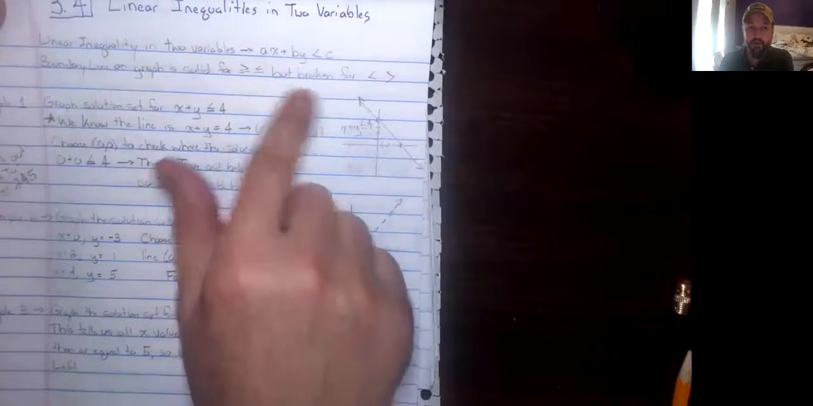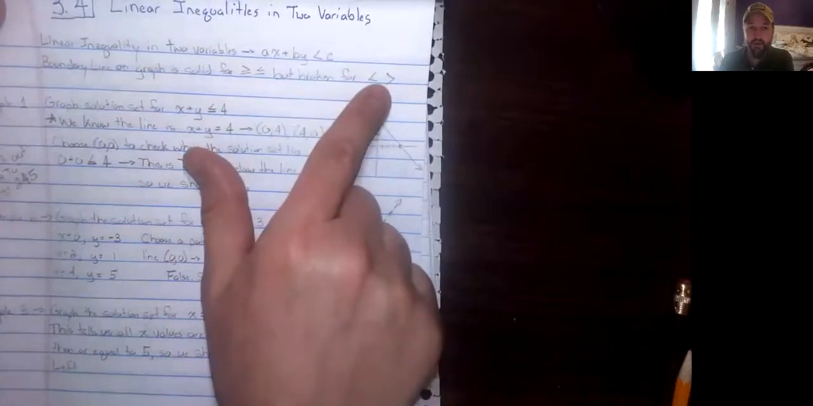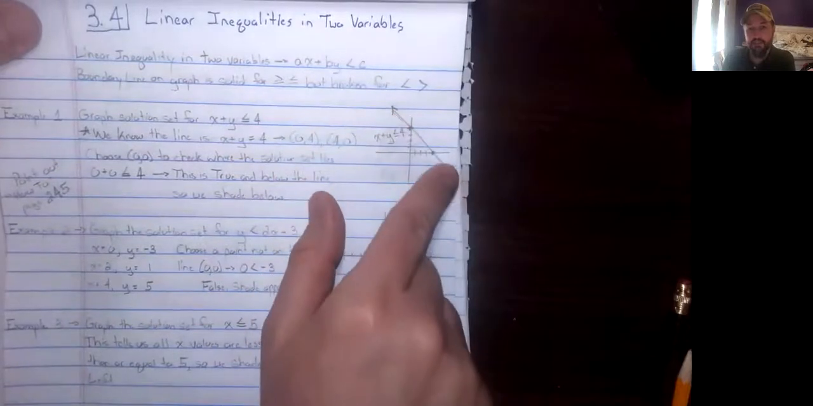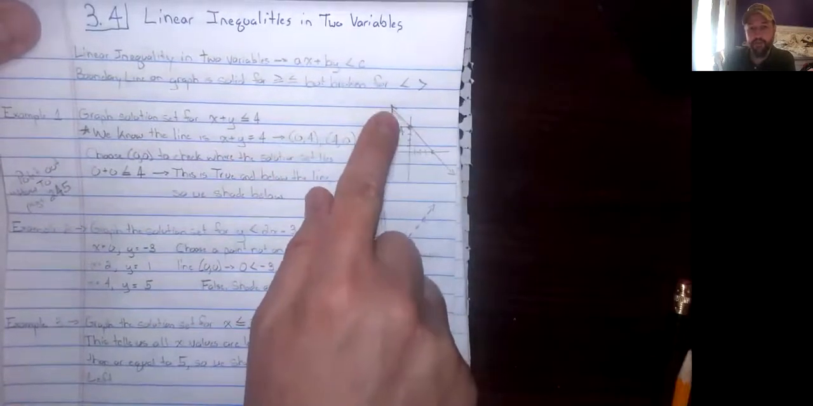Linear inequality in two variables. The boundary line on a graph is solid if it is equal, but broken if it's greater than or less than. So in this case, this one includes an equal sign, example 1. So it's a solid line because it does include those points. Remember, we solve for the points.